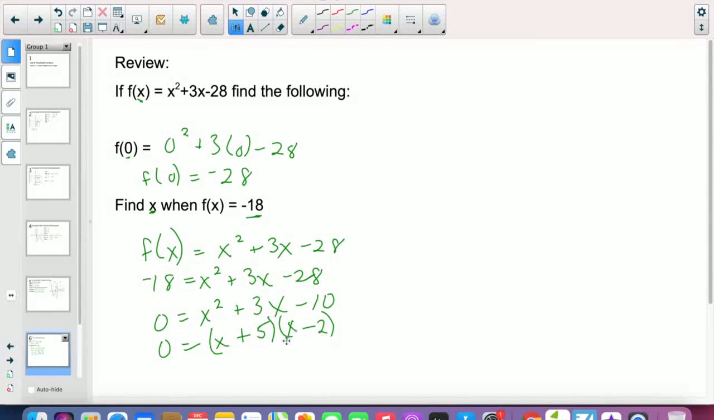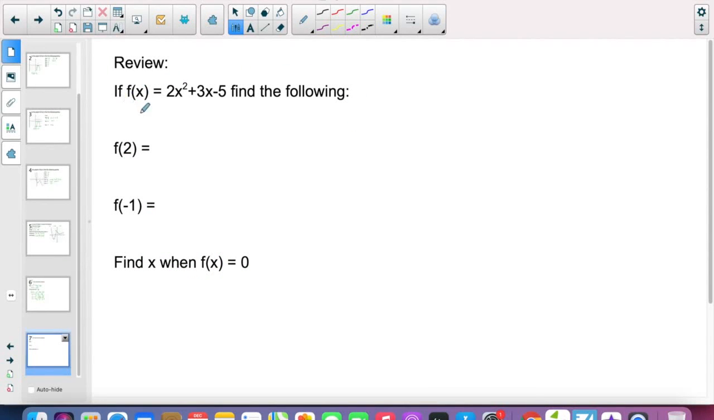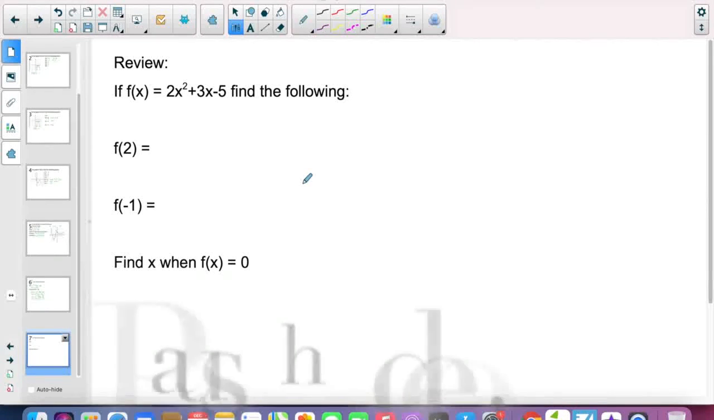And then if I just set each of those equal to 0, I get x equals -5 and x equals 2. So my answers here, I had two answers where the y value is equal to -18, at -5 and at 2. I want you to do this one. Pause the video, see if you can get this one on your own, and then I'll put the work up here and you can see your answers and check and make sure you got them right.